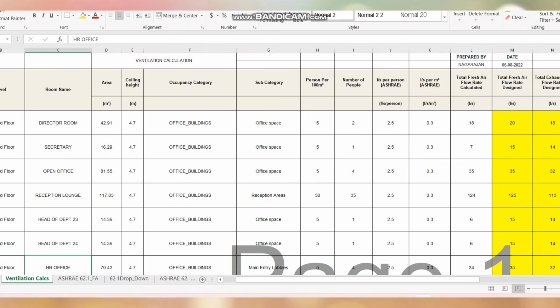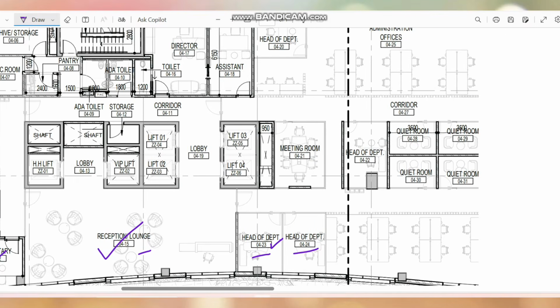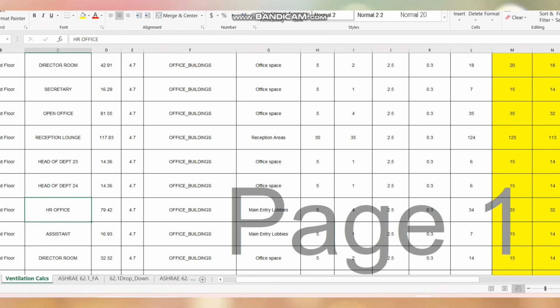So the next one is the HR office. You can see in the drawing, these two heads of department are very easy to find out. So the next one is the HR department office. You can go here. The area is very big here.